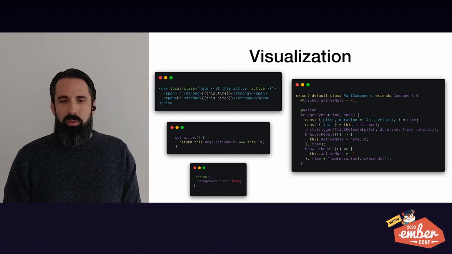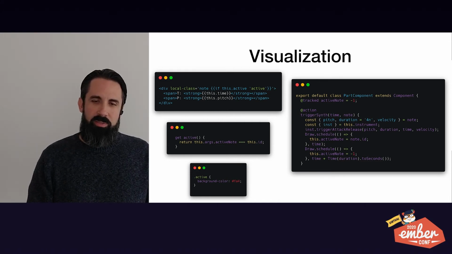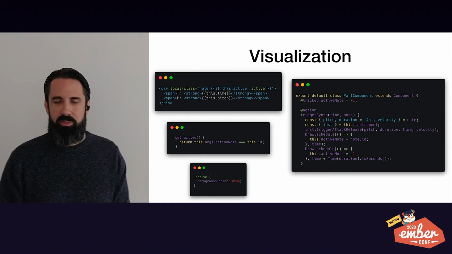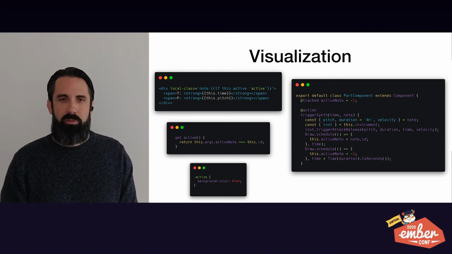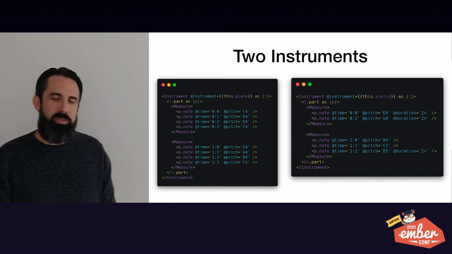So time here has to be in seconds. Tone.js provides this Time, capital T, where you can pass a duration and convert it to seconds, and then just add it to the time so it knows when to turn off. Okay, so what if we want to do multiple instruments at the same time?